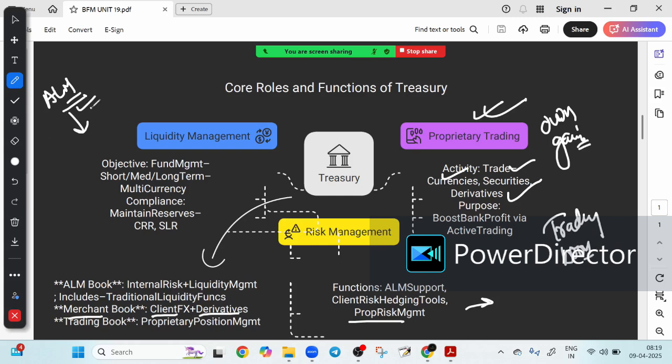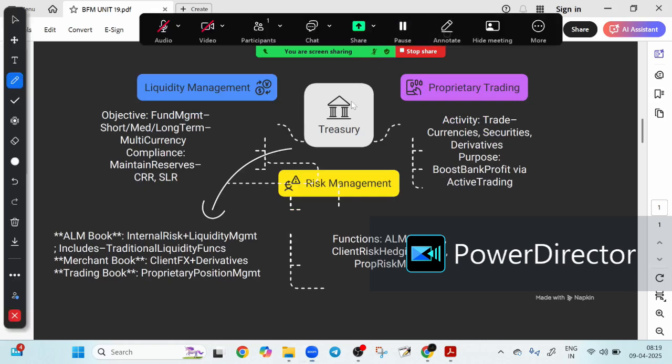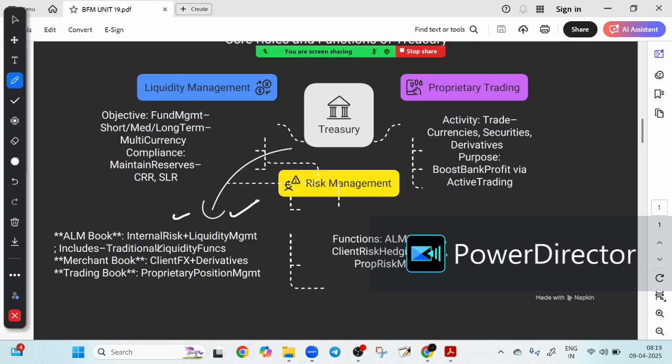So here you can see the ALM book is there for liquidity management. For risk management, you have the merchant book. For proprietary trading, you have the trading book. So what happens in the trading book? The bank takes calculated positions in the market, not for a client but for itself. At the bottom, I have summarized that the ALM book includes internal risk plus liquidity management, the traditional liquidity function. Then the merchant book includes derivatives and client foreign exchange risk. And the trading book includes proprietary positions.